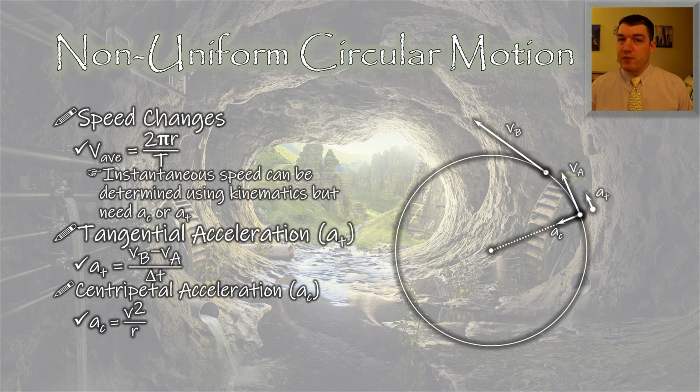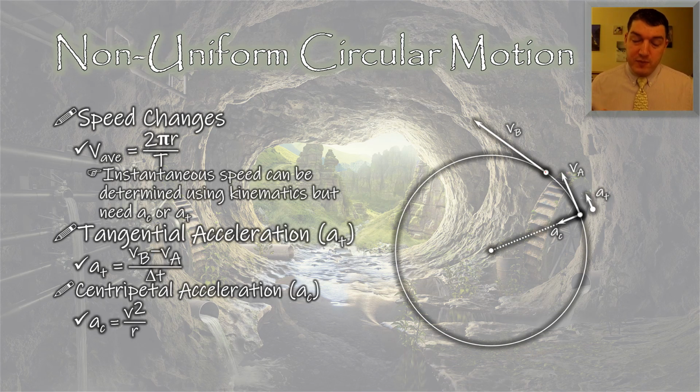If it doesn't start from 0, if we know what it started at, let's say that we knew that it started at 2 meters per second, and we knew the period and the circumference, then we could put that into V average equals V final plus V initial divided by 2 and solve for the final. Or if we know the final, we could solve for the initial. So we'll talk a little bit more about those functions and those relationships later on.